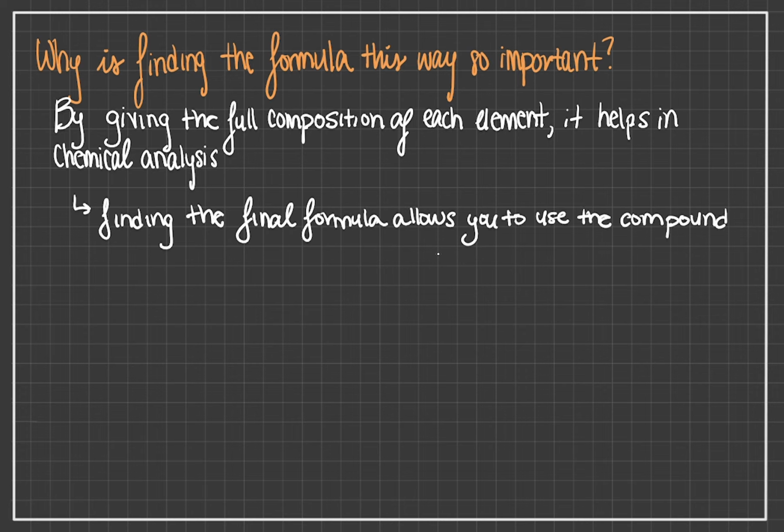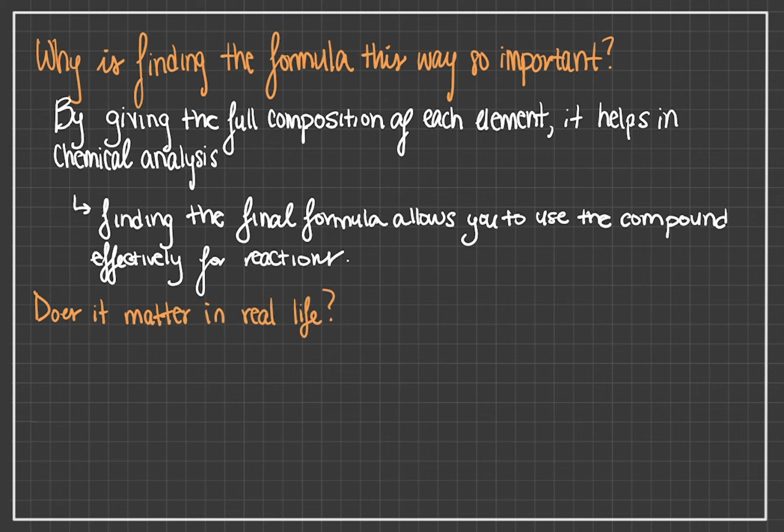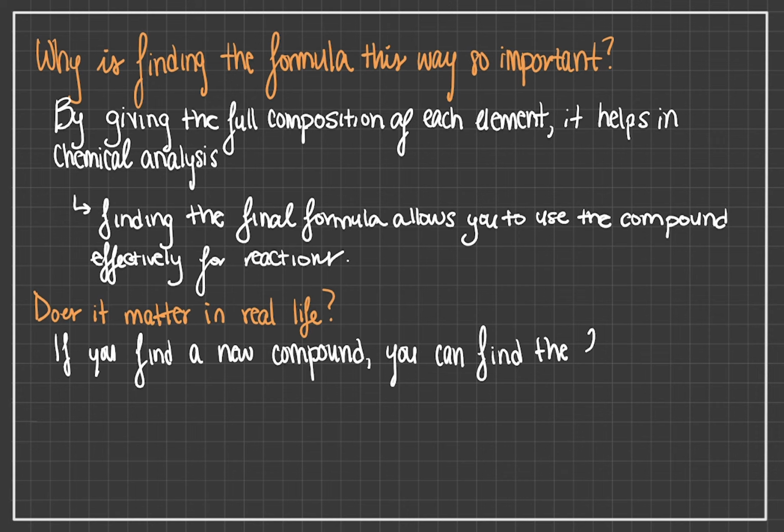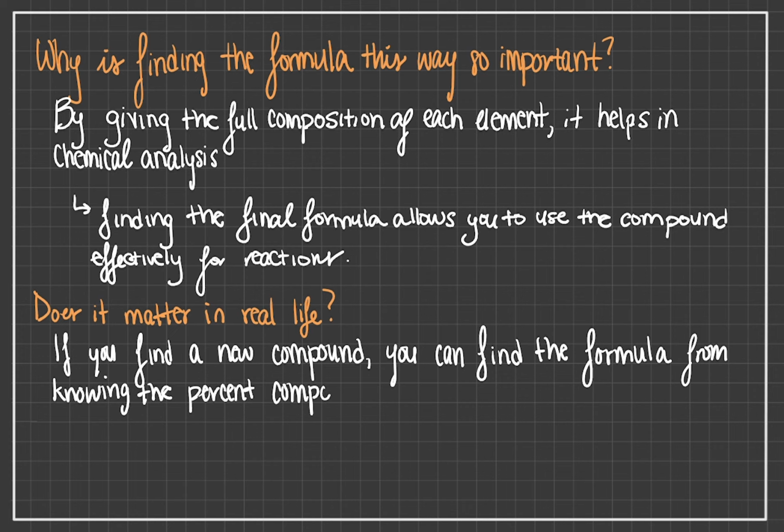So are there any real-life applications for this method? If you find a new compound, for example, while mining, you might want to know what the composition is, but you're not able to find the formula just by looking at it with your bare eyes, because that's not possible at all. So you can find the percent composition using an NMR or an IR spectra or something like that. And from using the percent compositions like that, you can find the final formula. And now you are the proud person of saying that you discovered a brand new compound.